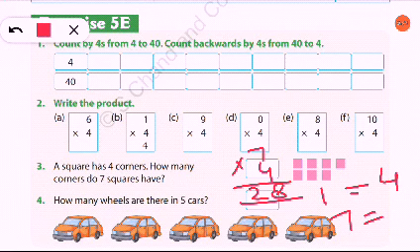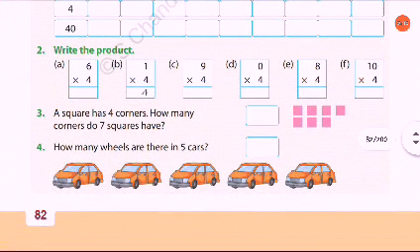So we will multiply 7 into 4. It will be 28. How much? 28 corners. Okay. Now see next question.